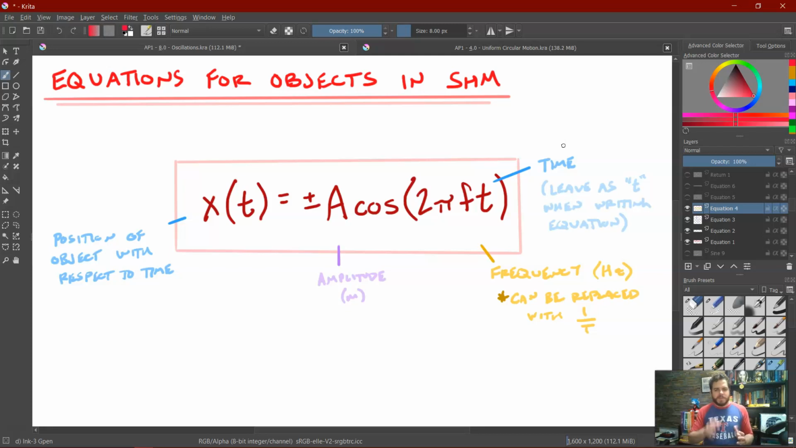And a lot of times you'll see this slightly rewritten. You'll see the part in parentheses, rather than being 2 pi f t, you'll see it as 2 pi little t over big T, keeping in mind that frequency is equal to 1 over the period, so those would be the exact same thing.